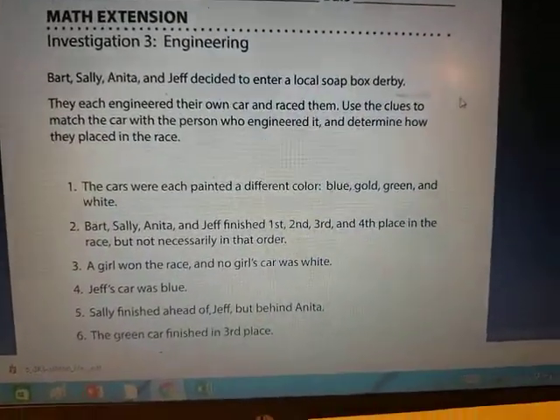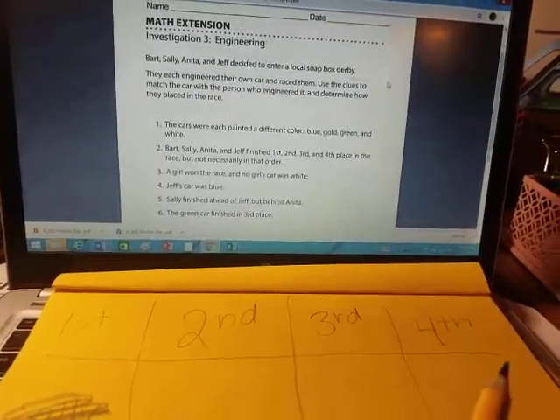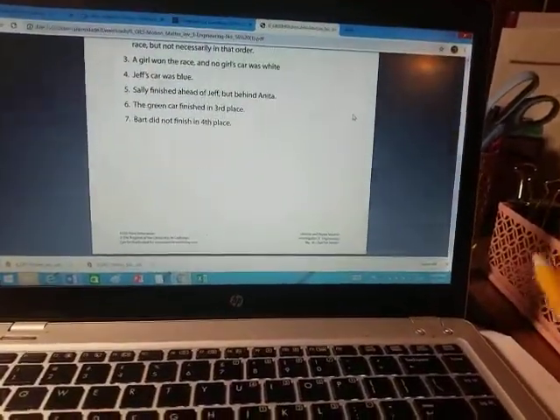So I'm going to let you go on and do the rest on your own, but think about all the clues here before you figure out who comes in first and second and third and fourth. And don't forget to tell me what color cars they have. So you have to tell me 2 things: who came in first, second, third, and fourth, and then what color cars they have.